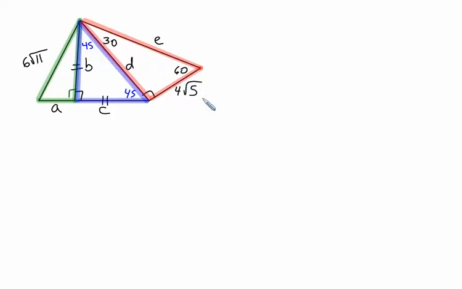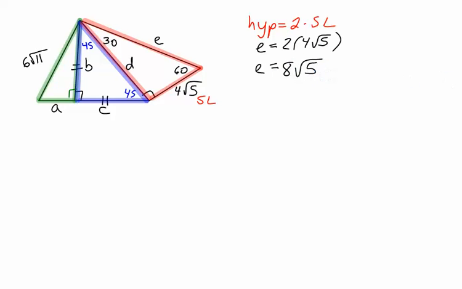Across from the 30 is the short leg. Please do not go by visuals. Please look at across from the 30 as our short leg. So we're going to start off with the one formula that the hypotenuse is double the short leg. Here the hypotenuse is E and the short leg is 4 radical 5. On any quiz, test, or any other assignment, I would want to see the work as we have noted with the equation provided. E then is going to be 8 radical 5.